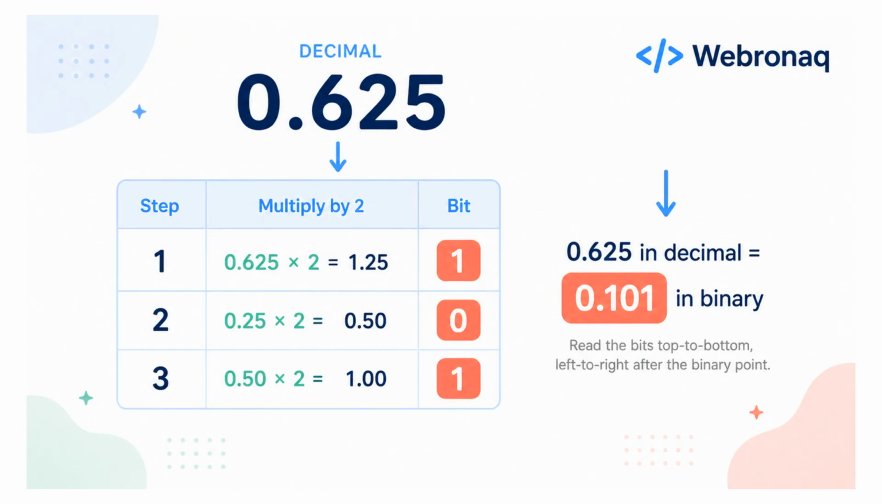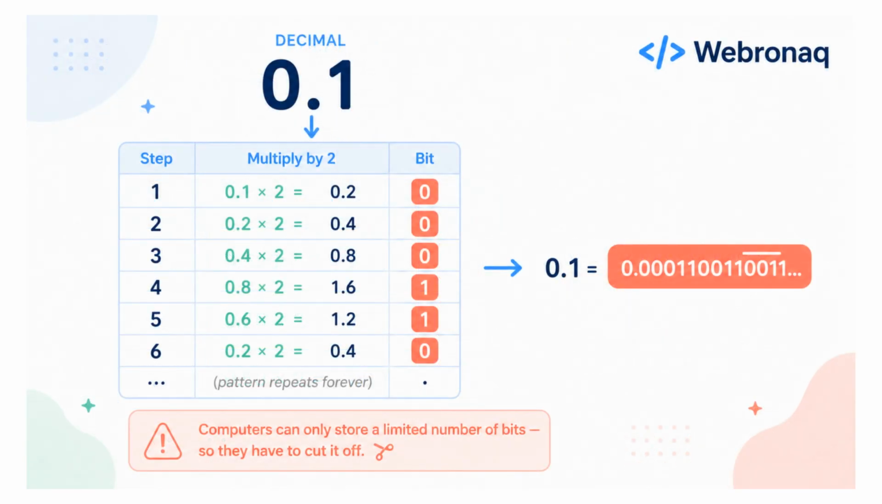Done. But here's the thing. This worked out really cleanly because 0.625 happens to be a nice fraction. What if we try a number that isn't so cooperative? All right, let's try something simple. Let's convert 0.1, yes, just plain old 0.1, into binary. You'd think this would be easy, right? It's such a small, friendly-looking number.